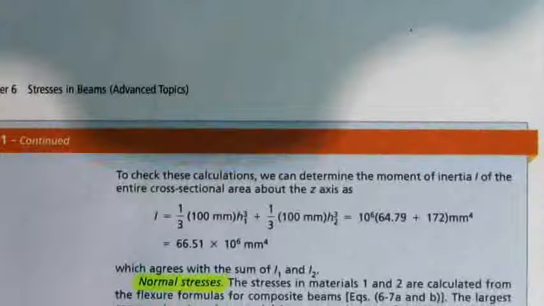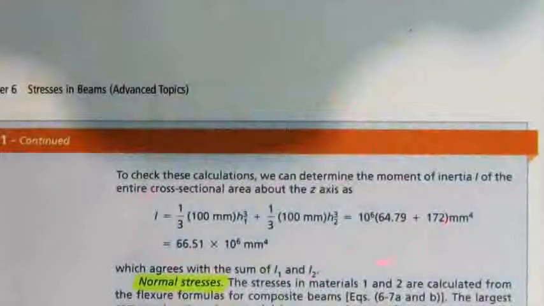Okay, so the first thing they do here is to check that the calculations that we've done for the moment of inertias are correct, and this is shown here quite simply. It's 1/3 times 100. Basically they start off by just checking that the moments of inertia that we calculated are correct.